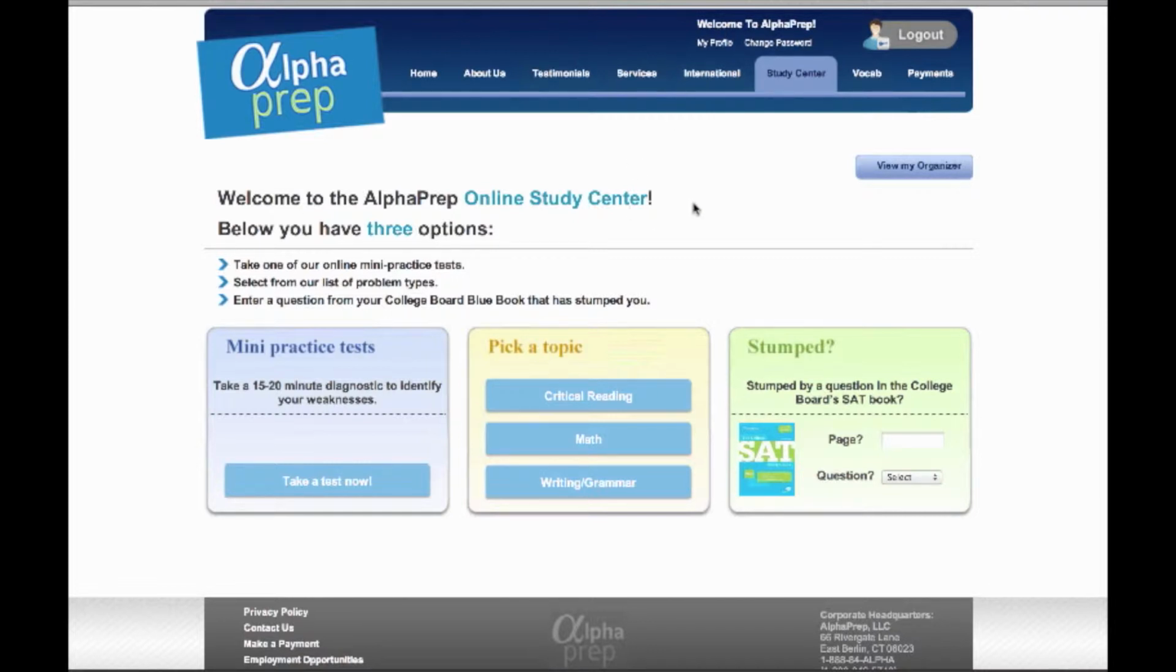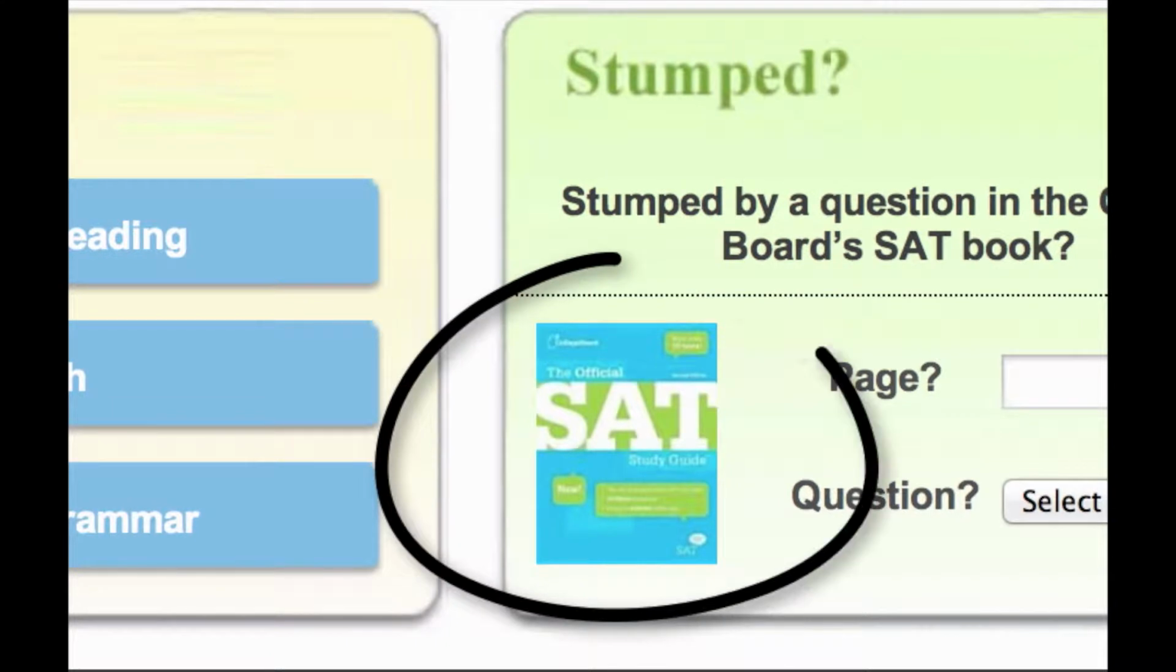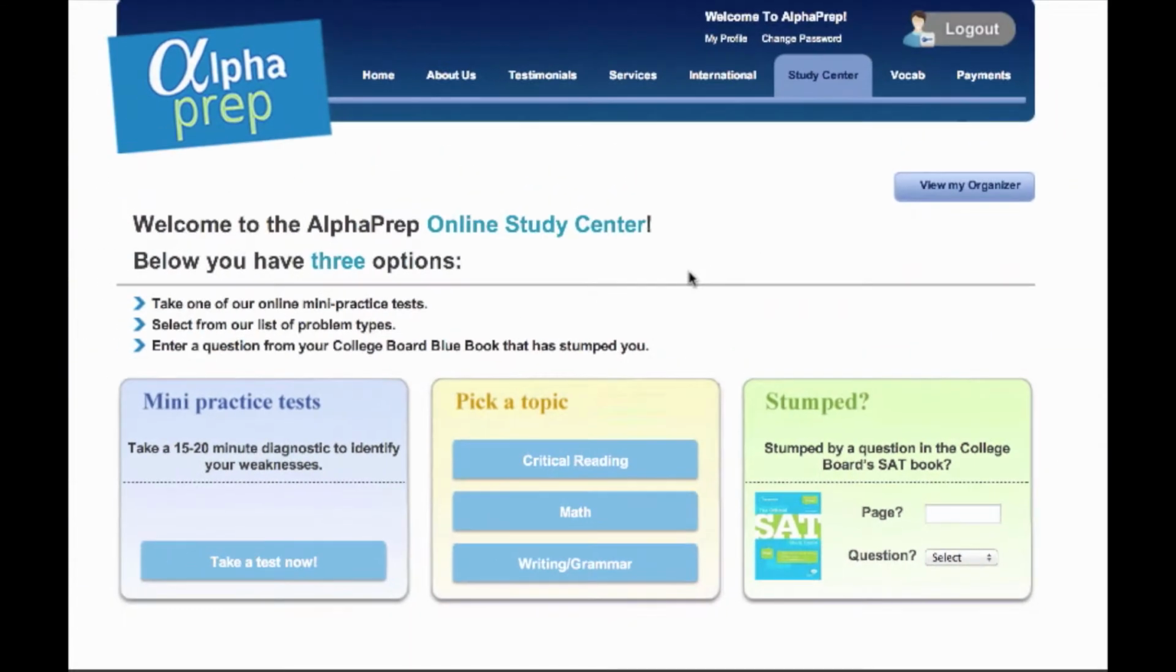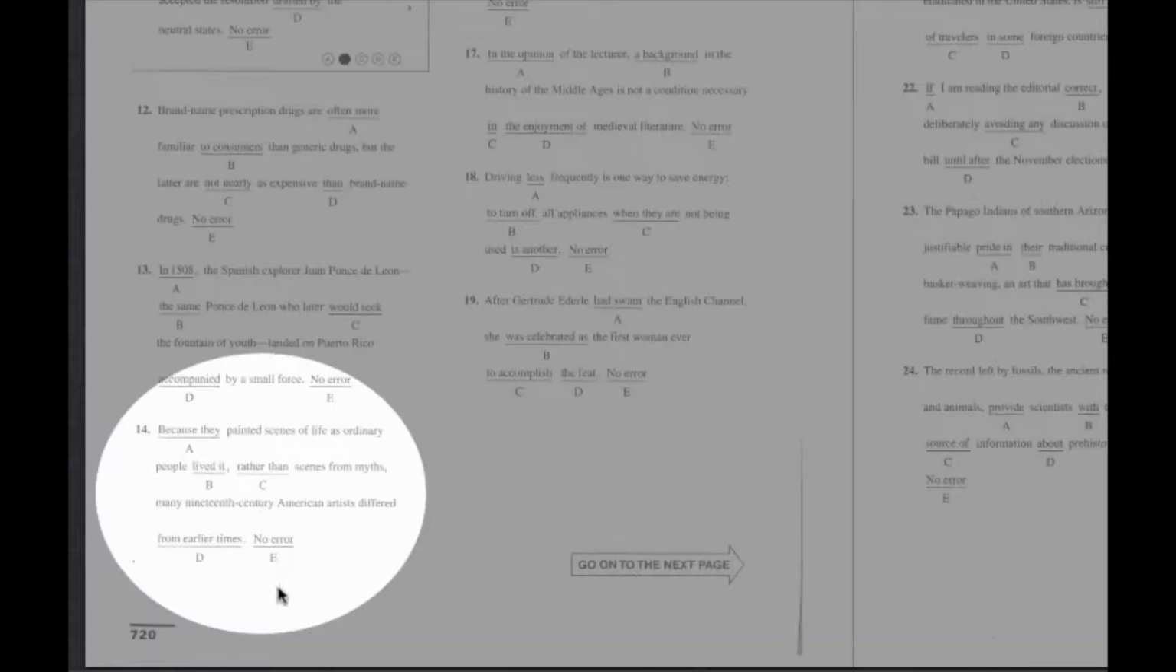Most efficiently own the SAT. To start, let's assume that you're working on a particular problem in the College Board Big Blue Book. Now, let's assume that you're on pages 720 and 721, and it happens to be that you are working on this particular problem, number 14, in the bottom left-hand corner.